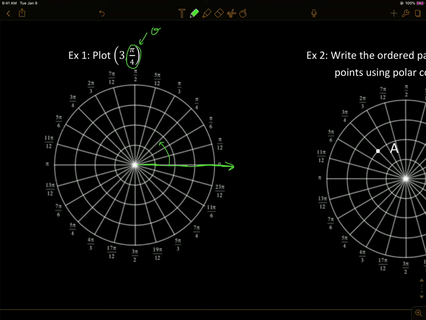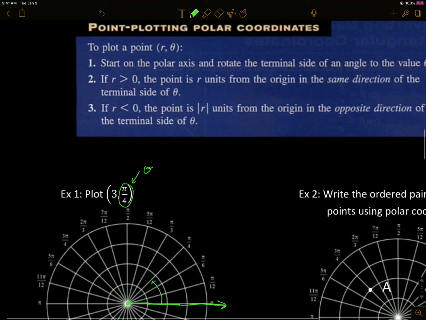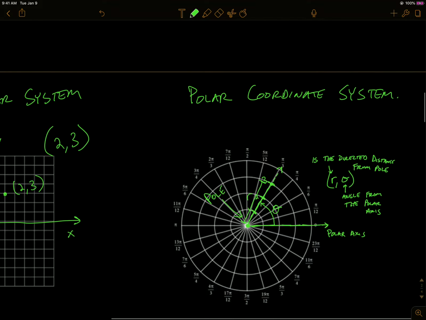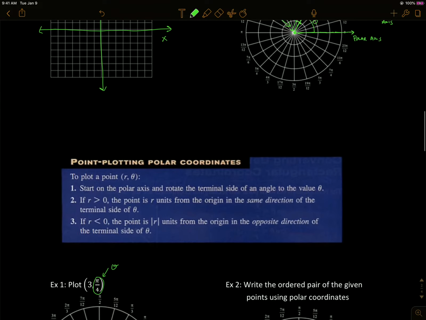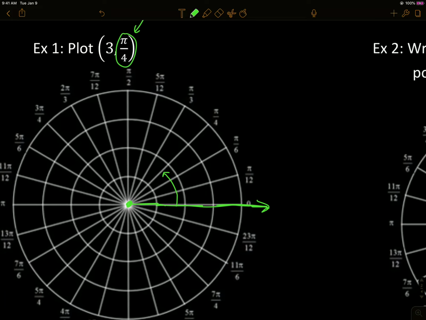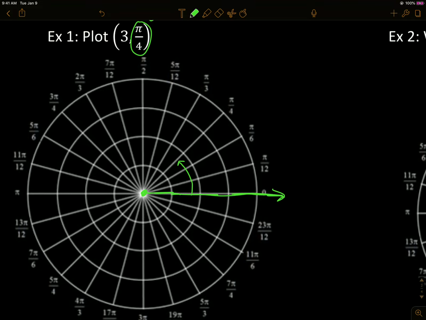And then we're going to move from the pole 3 units out. Now, we said directed distance before, right, up here. The directed part will come into play. We can also go in the negative direction, but for right now, 3 is positive, so we're going in the positive direction. So if I start here and I move along this angle, pi over 4, that's 1 unit. That's 2 units, right? That's 1, that's 2. There's our 3rd unit. So that's the point 3 comma pi over 4.